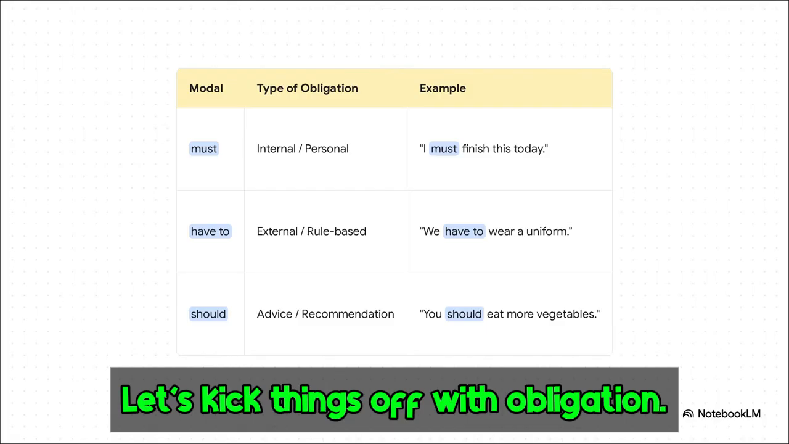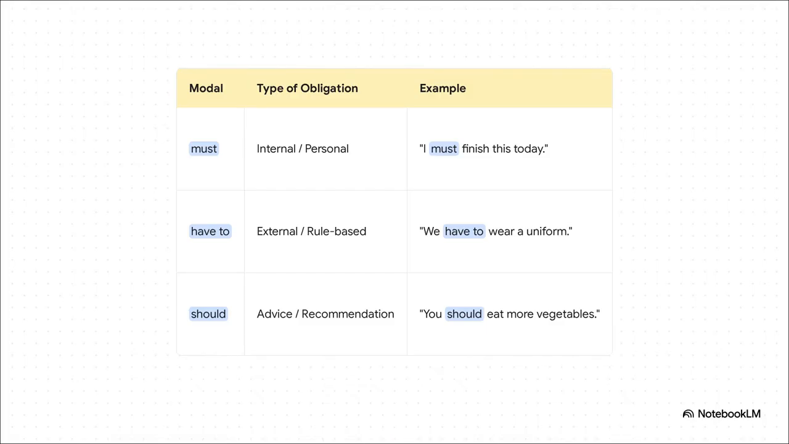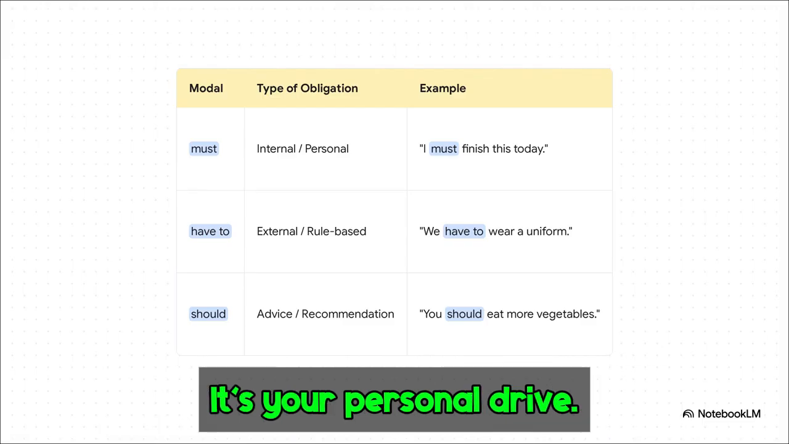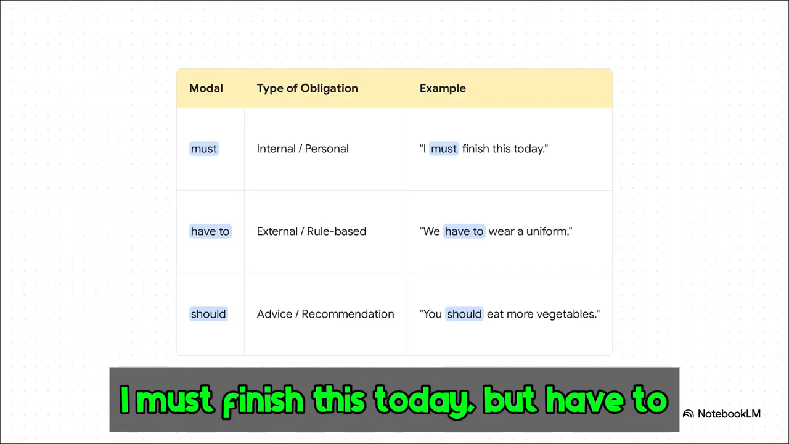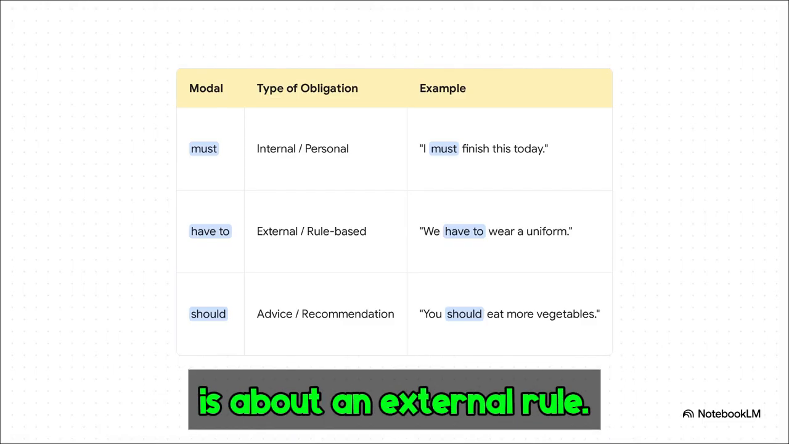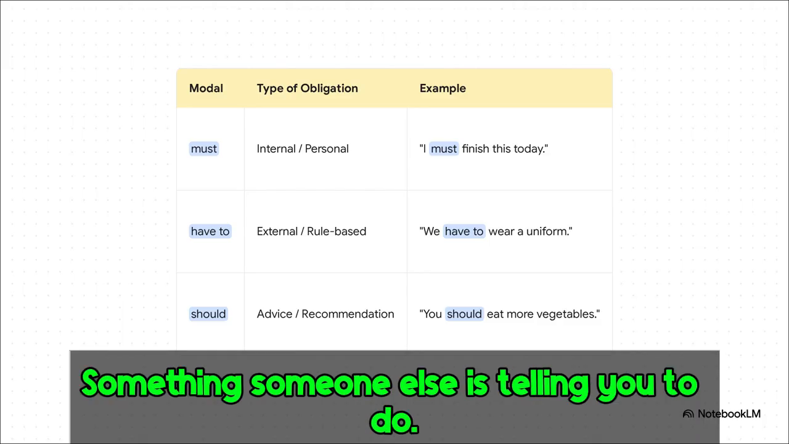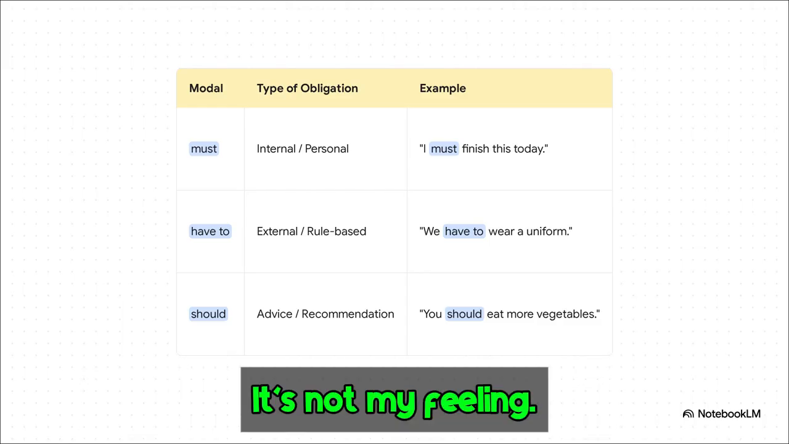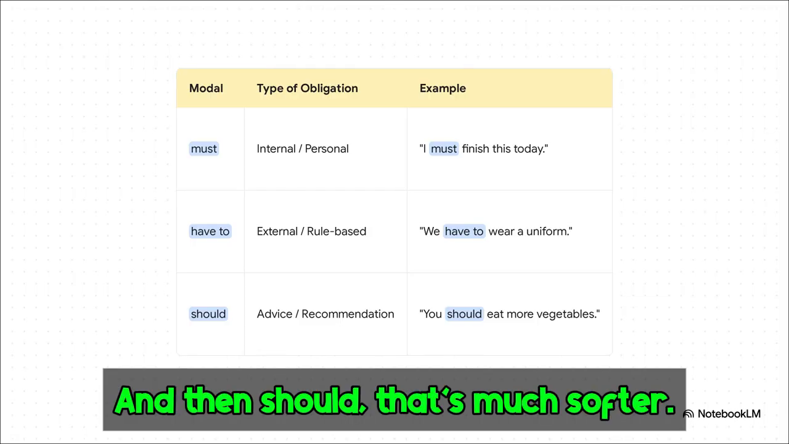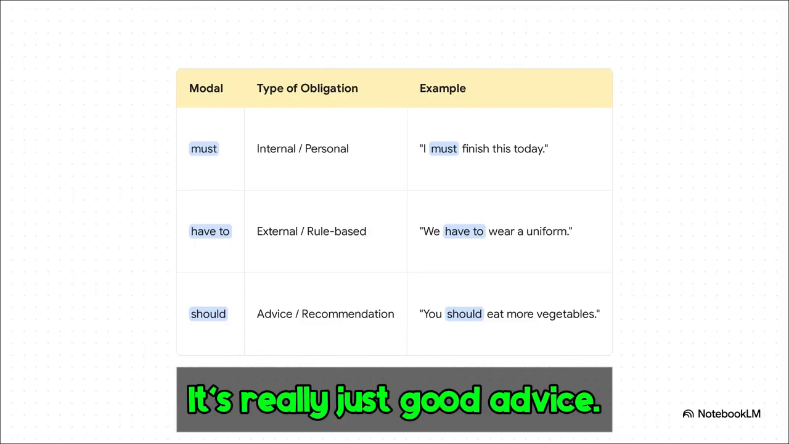Let's kick things off with obligation. The difference here is so important. Must usually comes from inside you. It's your personal drive. I must finish this today. But have to is about an external rule, something someone else is telling you to do. We have to wear a uniform. It's not my feeling, it's the company policy. And then should, that's much softer. It's really just good advice.